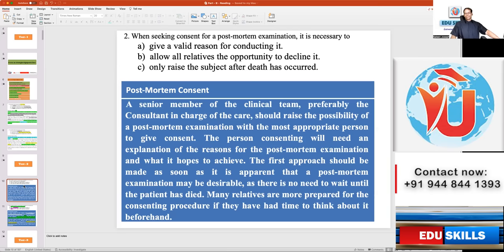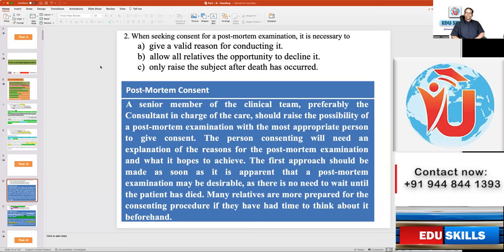Now text two. Question number two. When seeking consent for a post-mortem examination, it is necessary to: option A, give a valid reason for conducting it. Option B, allow all relatives the opportunity to decline it. Option C, only raise the subject after death has occurred.